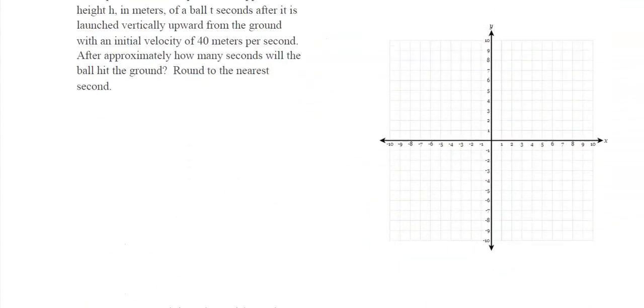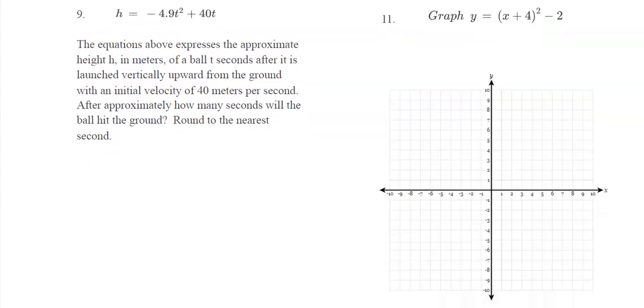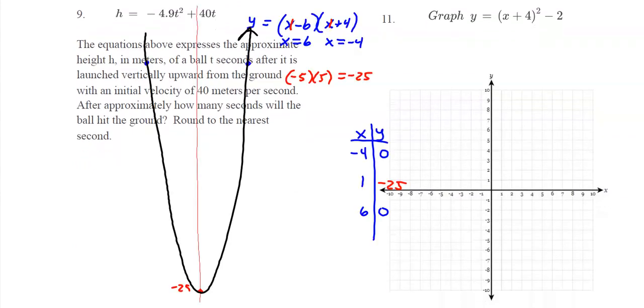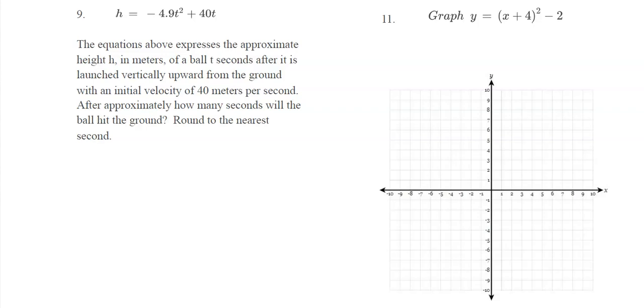Next problem is vertex form. So we did a whole section last week on vertex form. And you can look at this and get the vertex. It's the opposite of that number is your x. And it's this exact number is your y. So I got the vertex at negative 4, negative 2. Negative 4, negative 2.